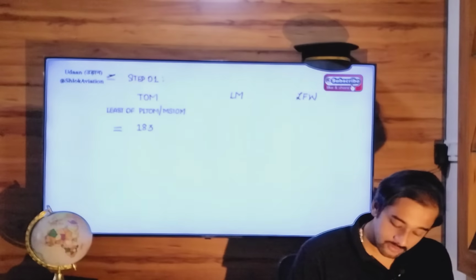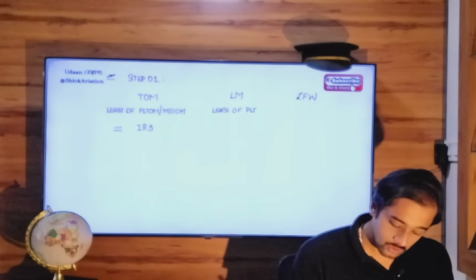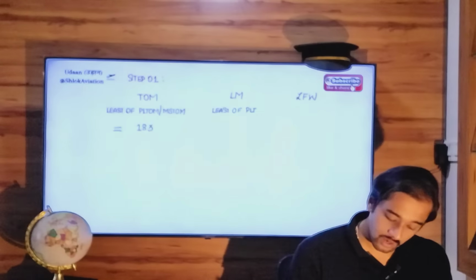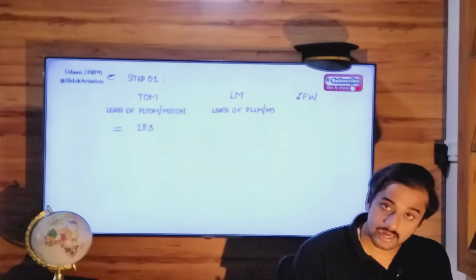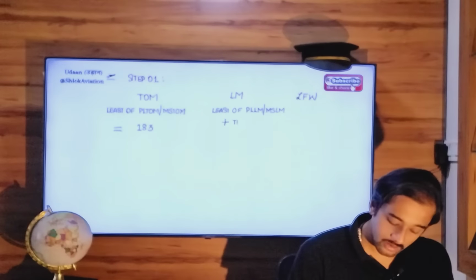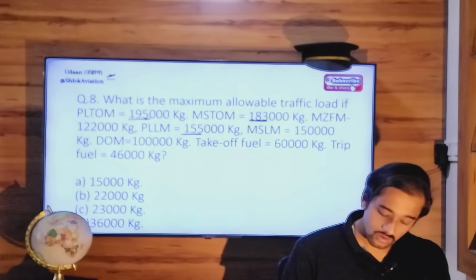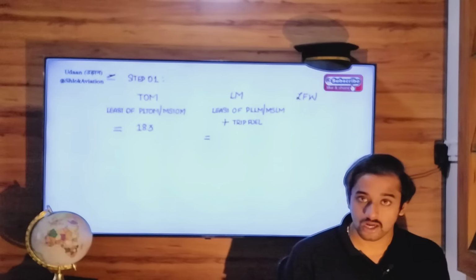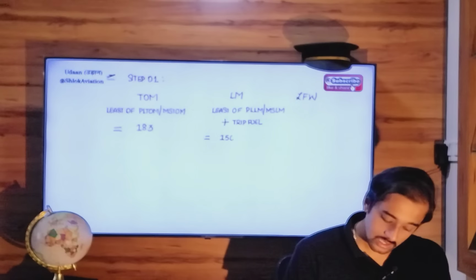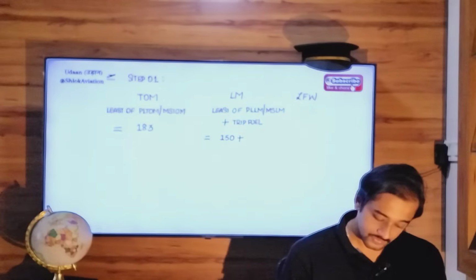In the landing mass column, you have to select the lesser value between performance limited landing mass and maximum structural landing mass, and then to that we have to add trip fuel. The lesser value between 155 and 150 is 150, the maximum structural landing mass value. So 150 plus trip fuel. What is your trip fuel? It is 46,000. So add 46.